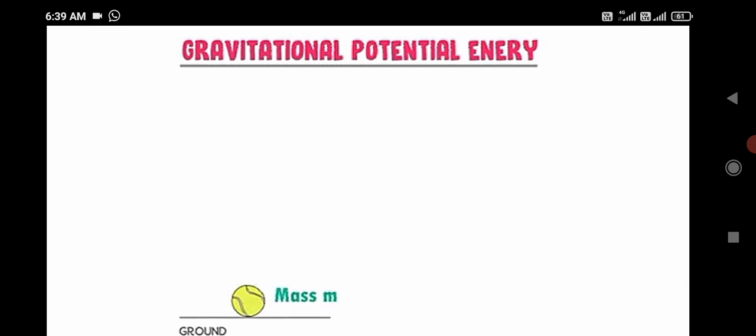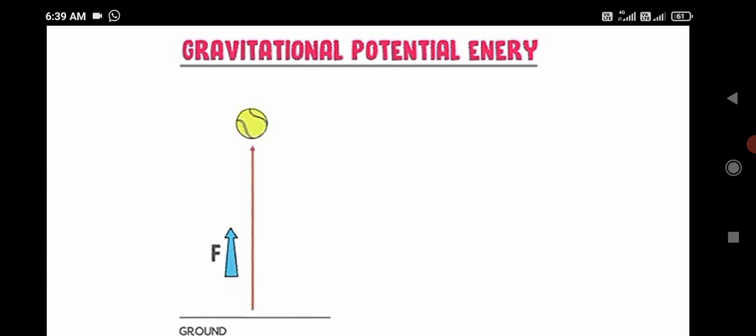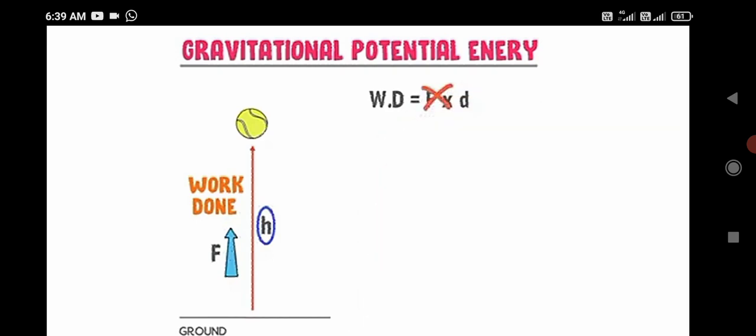First consider the mass of the ball is m on the earth. Then if you apply a certain force F on the ball of mass m to lift it to a height h, what is the actual work done? Force into displacement. Here the work done is to lift the ball to a height h by a force F. Instead of displacement, we use the notation h. So work done equals force into h.